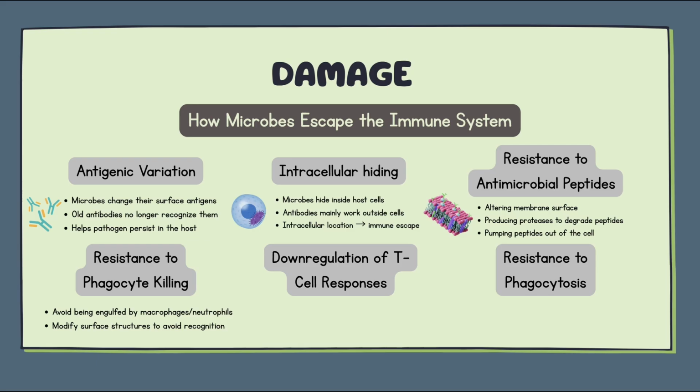The fifth way is by downregulation of T cell responses. Some pathogens suppress the adaptive immune system, especially the T cell response. One mechanism involves the activation of an immune inhibitory pathway that inhibits the adaptive immune system. An example of this is the PD-1 and PD-L1 pathway. When this pathway gets activated, the T cell activity is suppressed, obviously, because this is an inhibitory pathway. This allows the infected cells to escape immune attack.